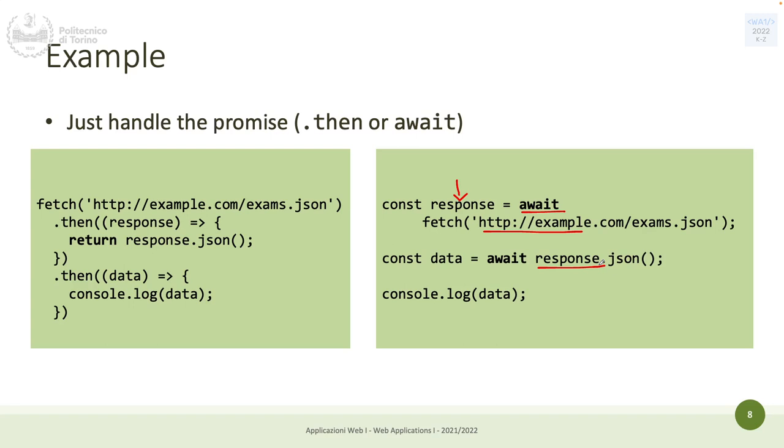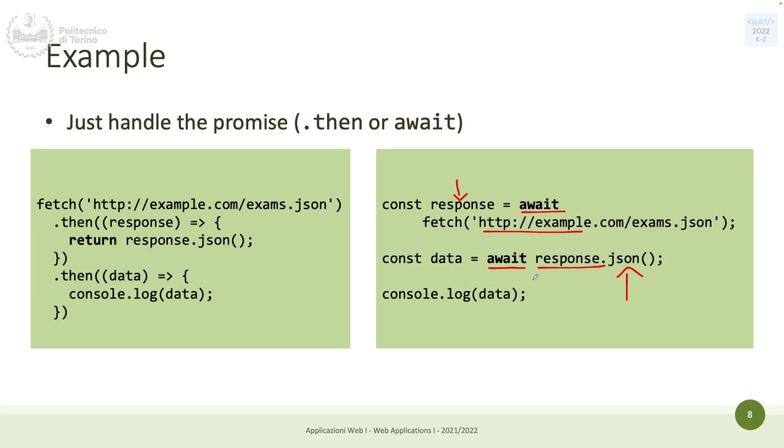And typically, we want the body in JSON format. So the fetch API has some methods on the response, like .json, that extract the body from the response in JSON format. It converts it into a JavaScript object corresponding to the JSON. And as you can notice, this operation is also asynchronous and returns a promise.